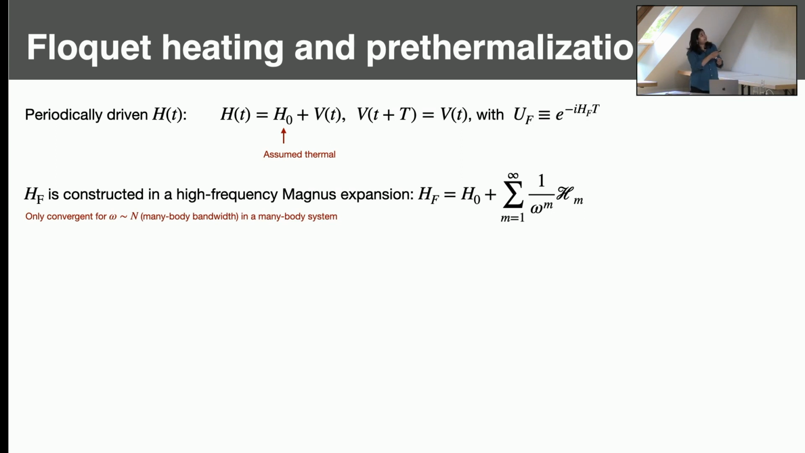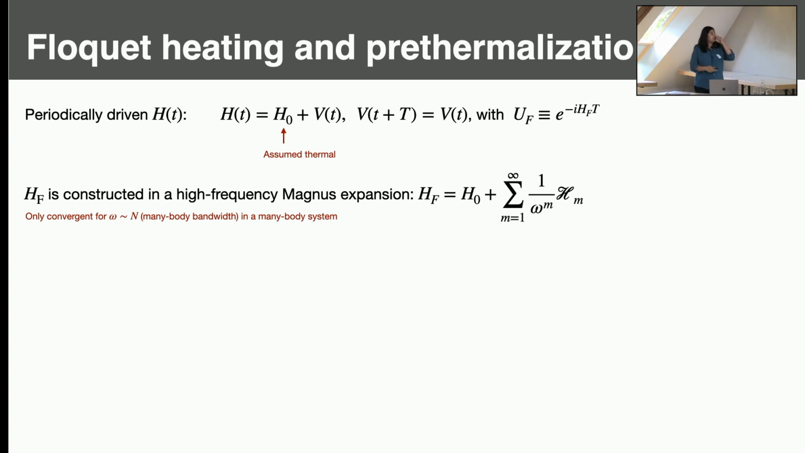So we have this periodically driven Hamiltonian. You can write it as some time-averaged piece. In this problem, we're not going to talk about MBL or any of that. So this is assumed to be a thermal time-independent Hamiltonian with some time-dependent driving piece. This V of t is a local drive. It's a sum of local terms, and it has this periodic time dependence. I have my Floquet unitary, and I can use that to mathematically define this H Floquet.